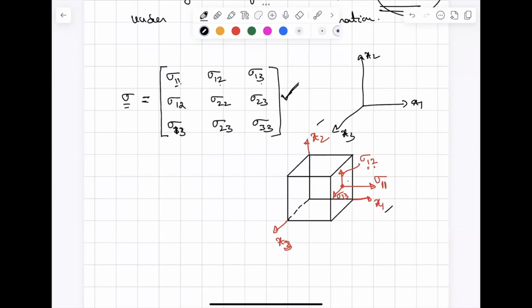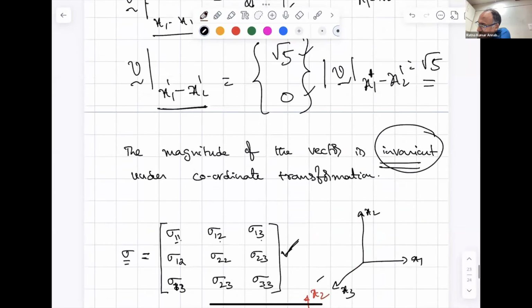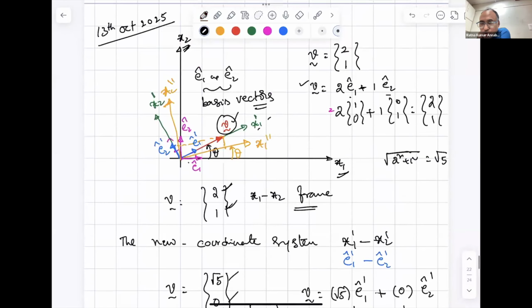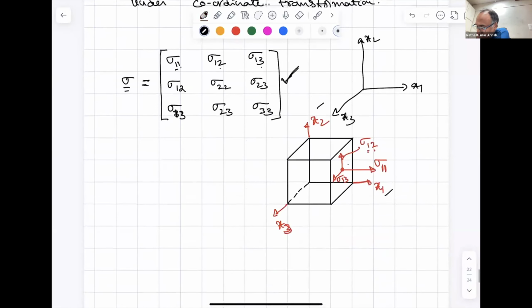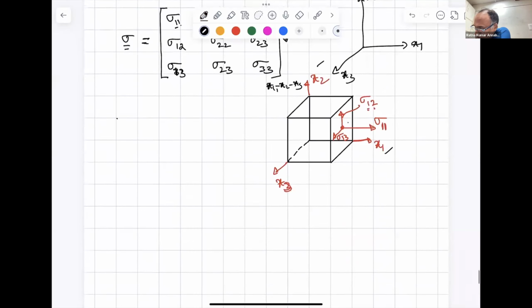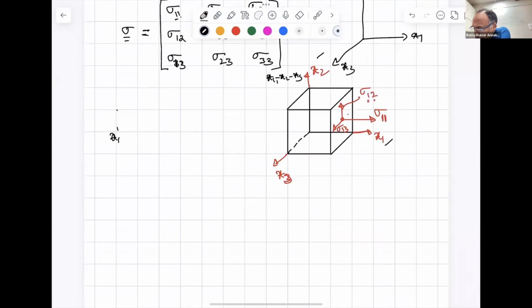Now, like in the previous case, instead of choosing x1, x2, I have chosen x1 dash, x2 dash, x3 dash, some other coordinate system. If I have this, say, x1, x2, x3 frame of reference, and now let us say I have another frame of reference, x1 dash, x2 dash, x3 dash, then also my second order tensor sigma will be sigma 1, 1 dash.